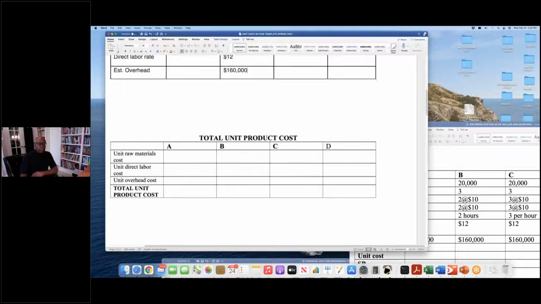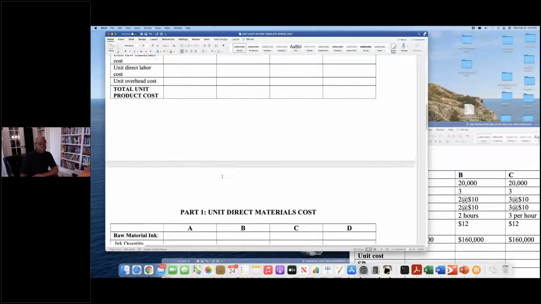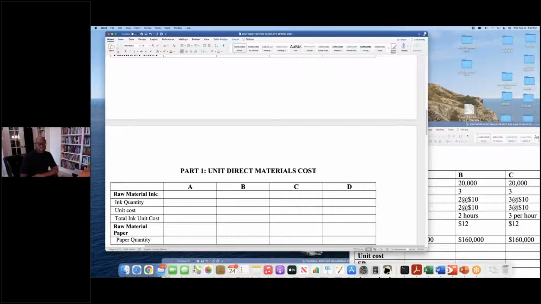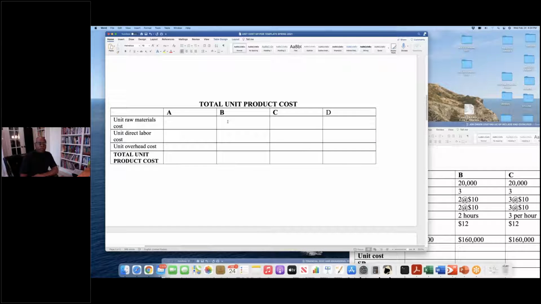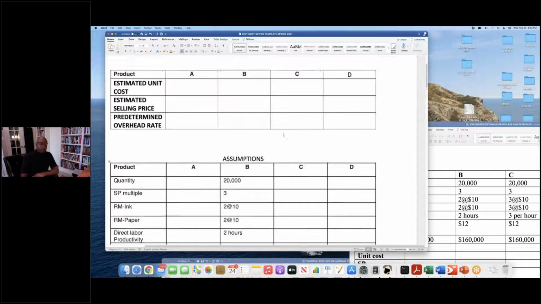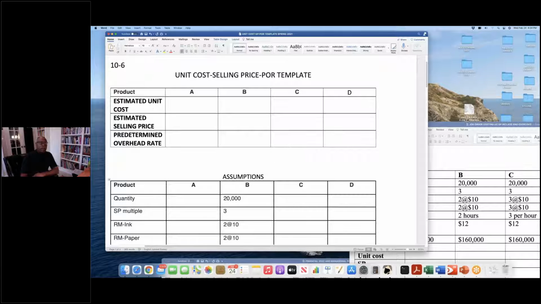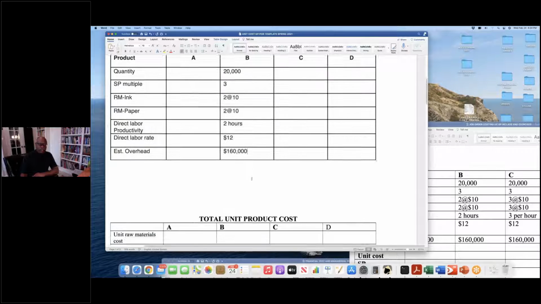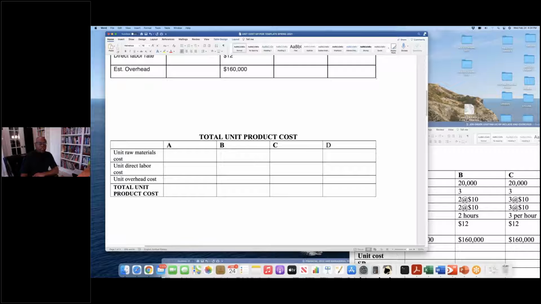So the first thing we want to do is get to what the product costs. This is a summary here. We're going to go into part 1, unit direct cost materials, then come back and put it in the summary for materials, labor, and overhead. I put the total product cost here. Notice how we're setting it up. These are the answers I'm looking for: unit cost, selling price, POR. Then come the assumptions, then the total cost, which is going to feed up.